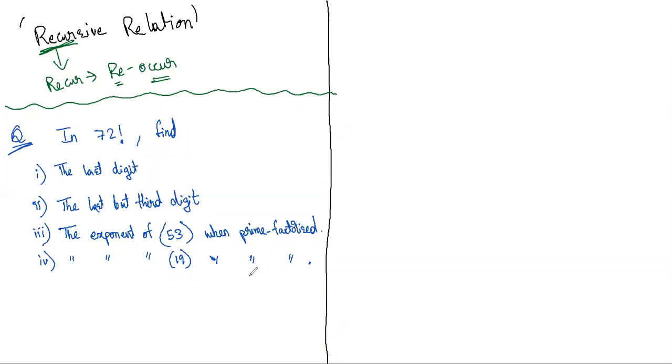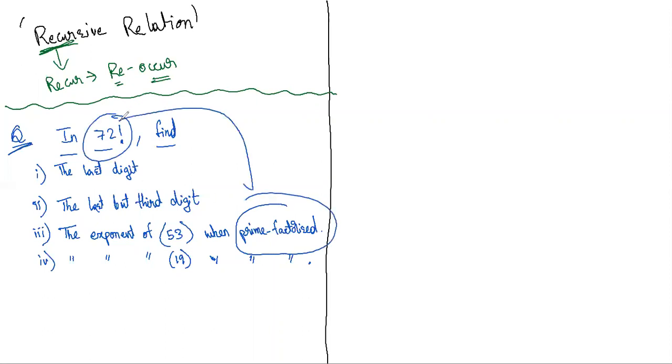Okay, these are 4 questions. They might look daunting, very tough, but they're not as tough as they look. Try these 4 questions. I'm reading the question. In 72 factorial, find the last digit. Second question, find the last but third digit. Third question, find the exponent of 53 when prime factorized. What do you mean by this question? If you prime factorize 72 factorial, then what is the exponent of 53?